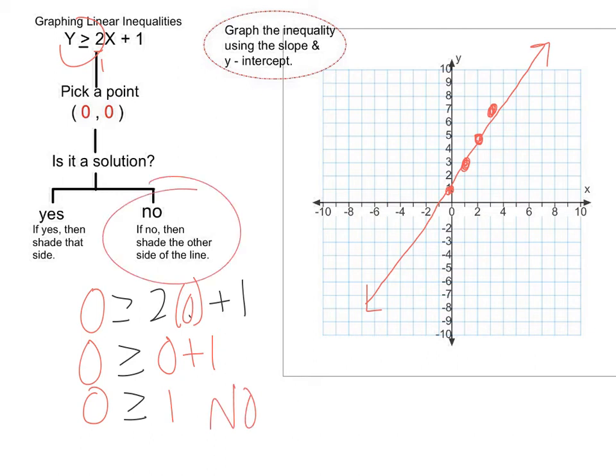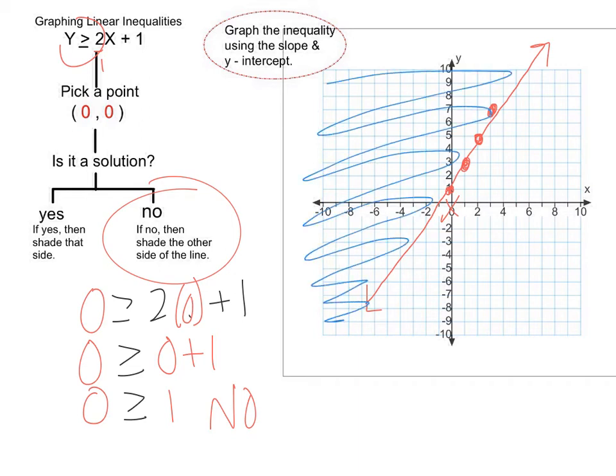So look what it says. If we plug a point in, we plugged in 0, 0, and we get a no answer, we go to the other side of the line and we shade. Notice I went to the other side of the line. Here was my test point. I got a no, so I went to the other side of the line.